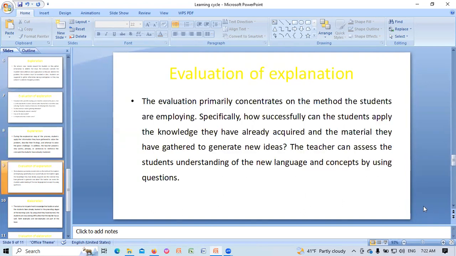Evaluation of explanation. The evaluation primarily concentrates on the methods the students are employing, especially how successfully the students can apply the knowledge they have already acquired and the material they have gathered to generate new ideas. The teacher can assess the students' understanding of the new language and concepts by using questions.